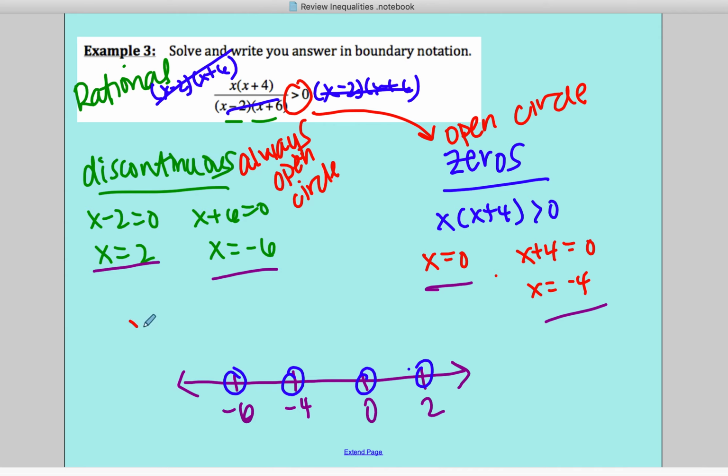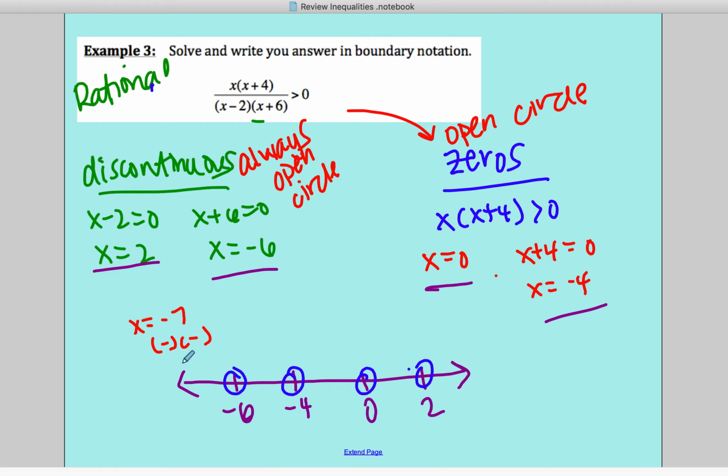So what do I got? A number less than negative 6. Let's do x equals negative 7. I plug it into the original factored equation. For x, I would have a negative. Negative 7 plus 4 is negative 3, so negative. Negative 7 minus 2 is negative 9, so negative. And negative 7 plus 6, negative. Negative times negative is positive on the top, and then the bottom will be negative, so this is a positive number. Are positives greater than 0? Yes, it is, so I would shade.